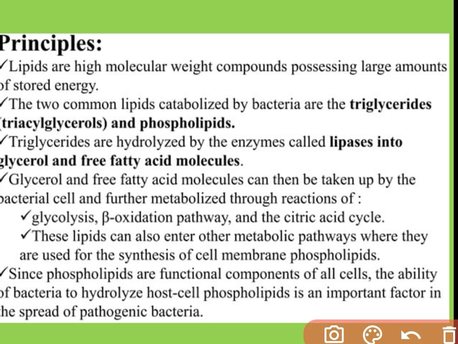Since phospholipids are functional components of all cells, the ability of a bacterium to hydrolyze host cell phospholipids is an important factor in the spread of pathogenic bacteria.